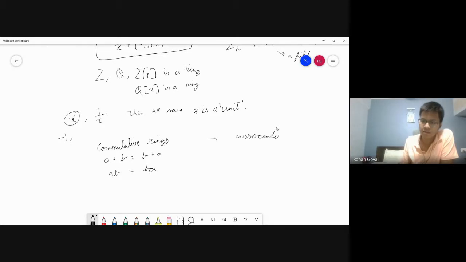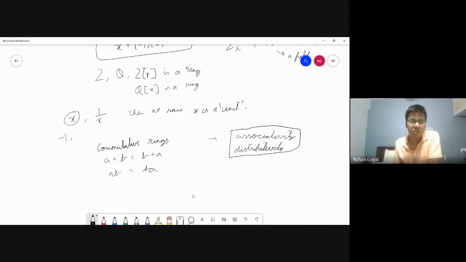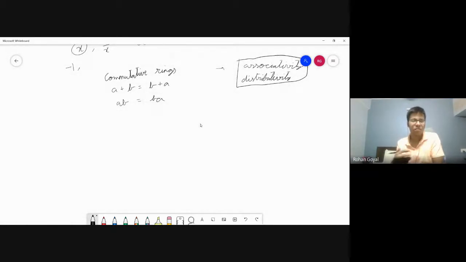You all know what these two properties mean. You've studied them in school. We'll also have these two properties. Now we'll look at what ideals are, which will be the main topic of what we are going to talk about today.